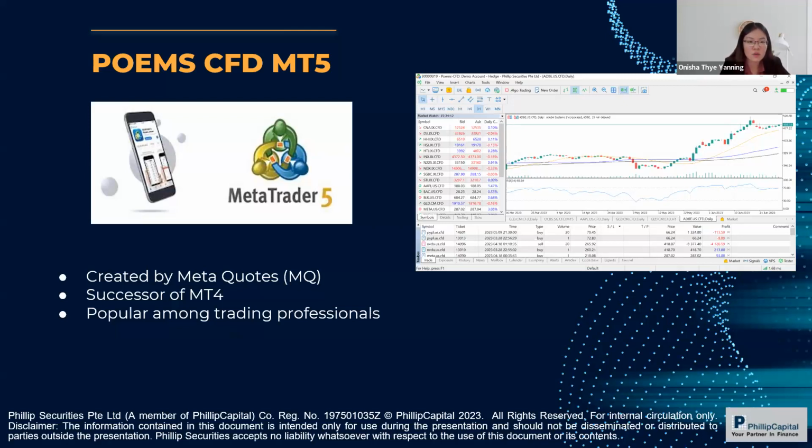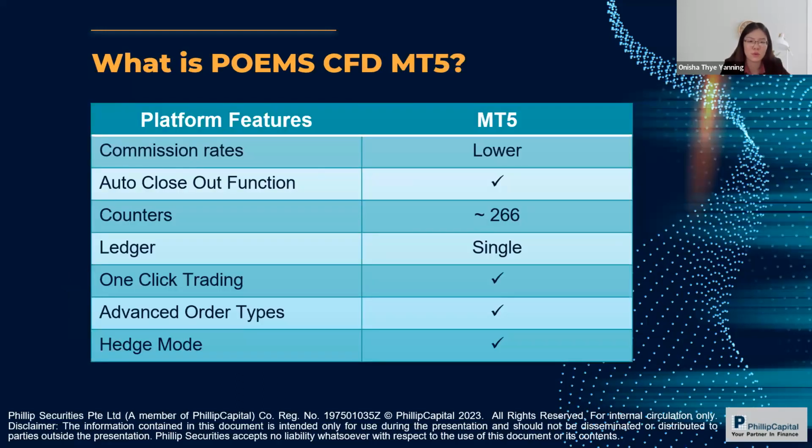Now, this Poem CFD MT5, compared to our POEM platform, has lower commission rates of course. There's also an auto closeout function, which I'll explain more later. It's about the system automatically closing out your largest unrealized position if you have a margin deficit, a margin call kind of thing. I'll explain more later. For counters, we have around 266 counters available for you to trade.